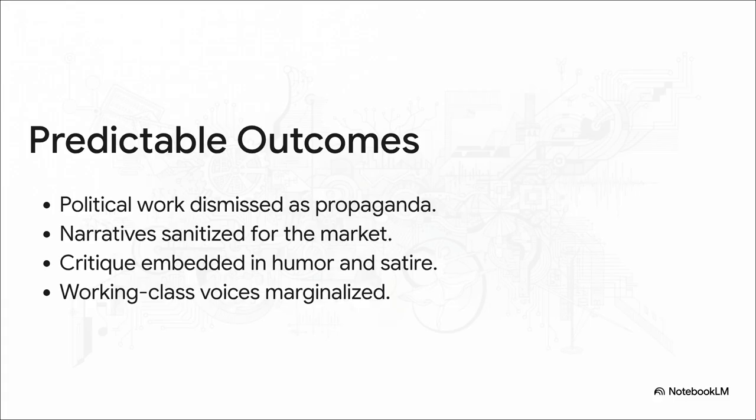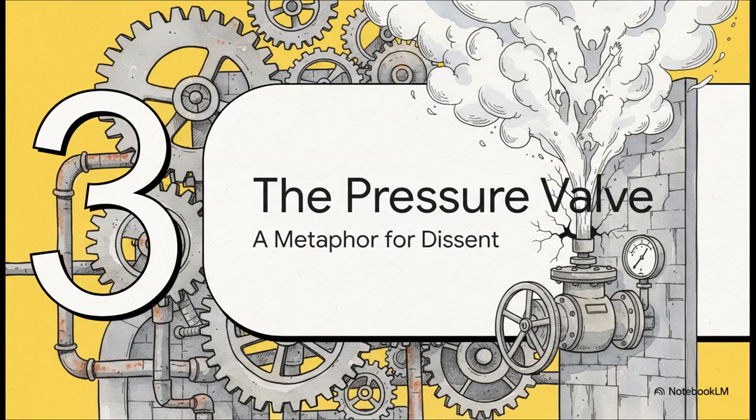And very often, it meant that the more radical, working-class, black voices got pushed to the sidelines. So here's the crucial question. If the system is so tight, so restrictive, how does it allow for any kind of dissent to even exist without threatening the whole structure? And that brings us to a really useful way of thinking about it.